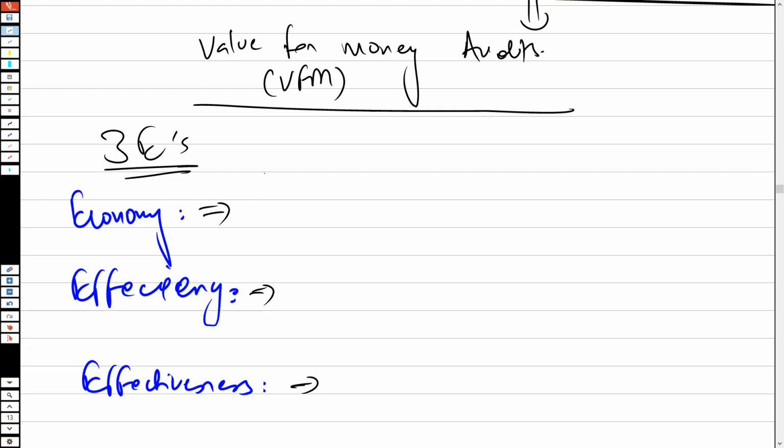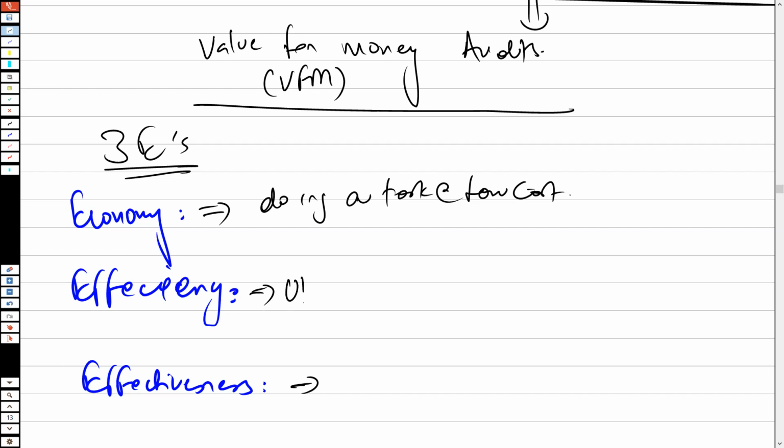Economy is basically doing a task at low cost. Rather than using the word price, I would use the word low cost. So doing something at a low cost would mean that you've been able to achieve economy. A not-for-profit organization would try to be economic, would try to achieve economies of scale, and would try to do any task at a lower cost.